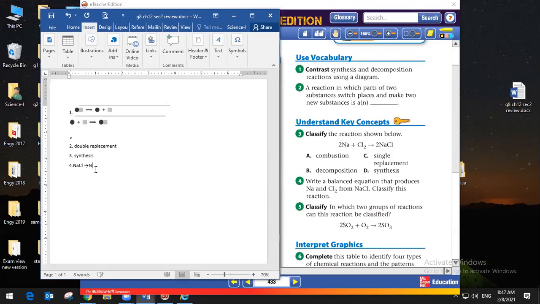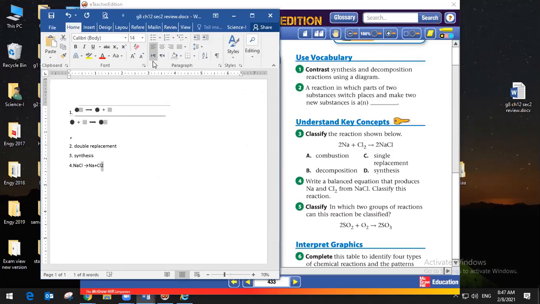Na, then Ali, I'm waiting. Na plus Cl2. Plus Cl2, brilliant, okay, because we find that here, so Cl2. Okay, let's balance this equation. Is it balanced like that? No. So let's balance it.